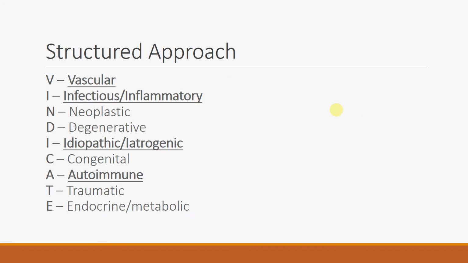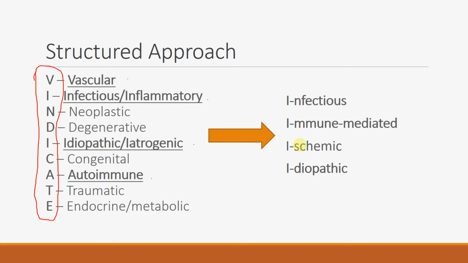So taking a very structured approach, in medical school we learned this acronym VINDICATE, right? And this helps us remember all the different types of systems when we're considering a broad differential diagnosis. So the ones that really are relevant in terms of talking about colitis include vascular, infectious, inflammatory, idiopathic, and also autoimmune. And we see that right here. So infectious translates to infectious, okay? Immune mediated is autoimmune, ischemic is vascular related, and idiopathic is, well, idiopathic.